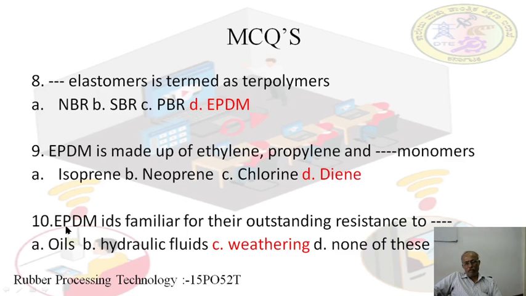Next, 10th one: EPDM is familiar for its outstanding resistance to option A, oils; B, hydraulic fluids; C, weathering; D, none of these. EPDM is very familiar for its outstanding resistance to weathering. It has very good resistance to weather. That is why it is used in outdoor rubber products.